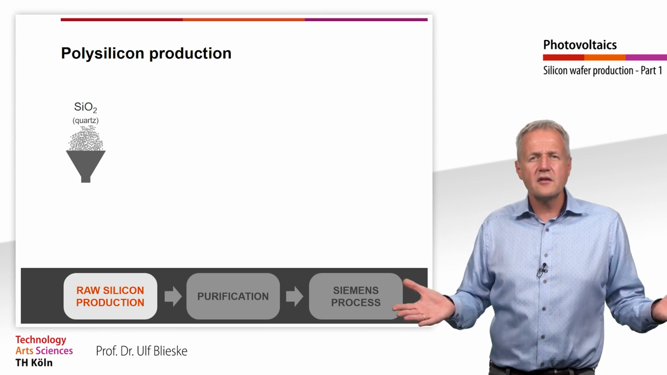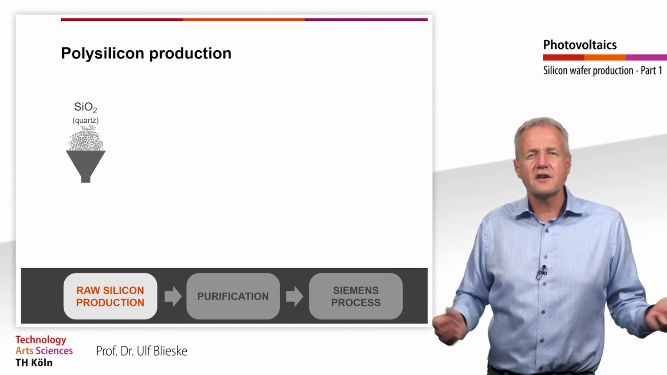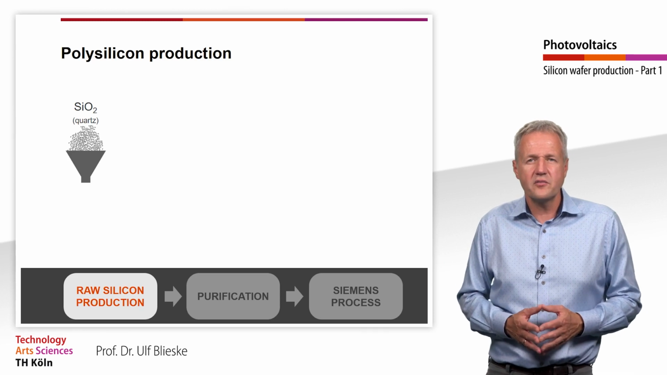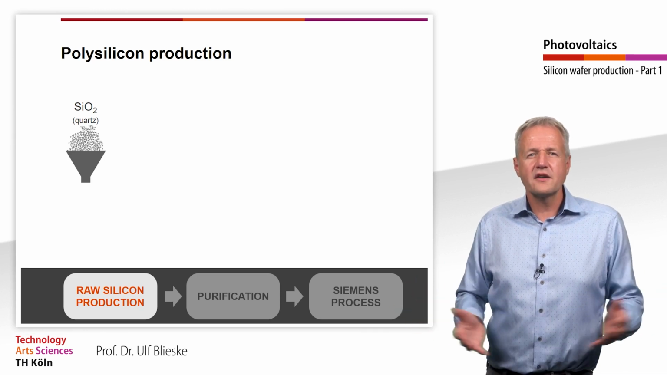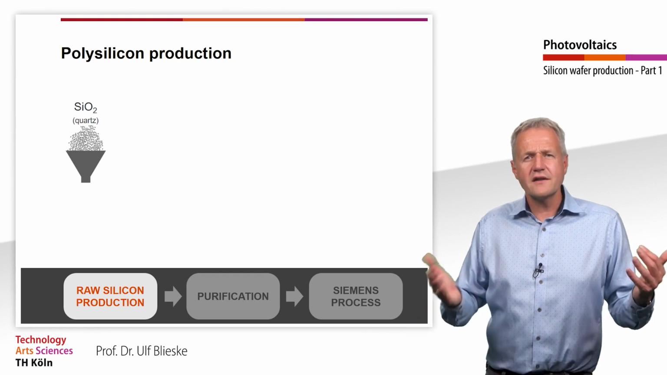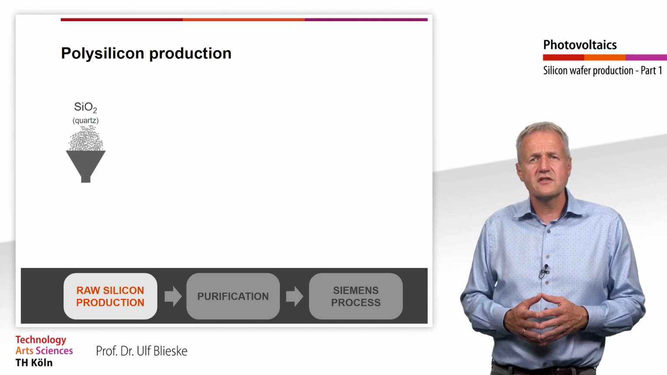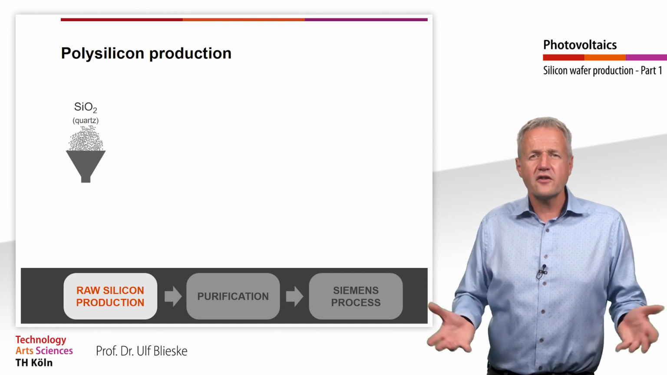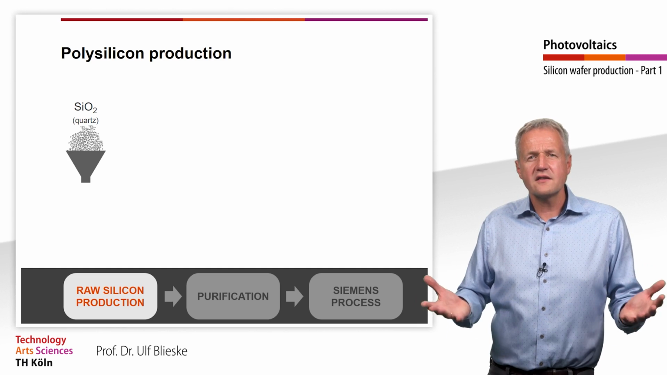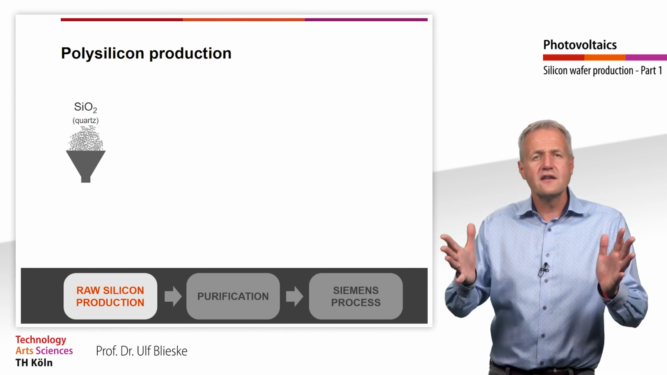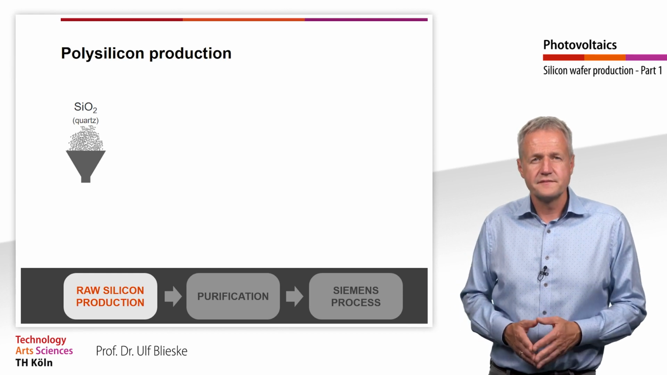The starting material for the production of polysilicon is sand. Theoretically, any sand could be used for this purpose, but normal sand also contains many other substances. Therefore, quartz or quartz sand, which consists of silicon dioxide, is usually used. In this first step, this quartz sand, the silicon dioxide, is deoxygenated.